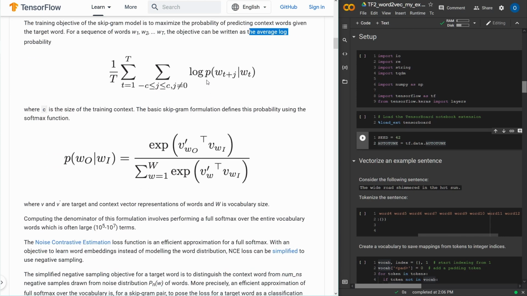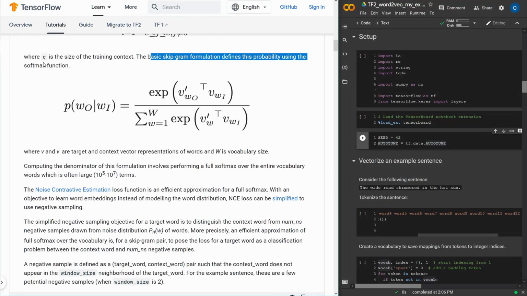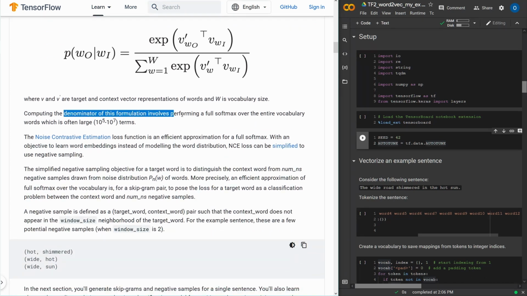And of course, if you see our logarithmic probability here, the probability itself is a basic skipgram formulation where we can use the softmax function. Of course, you know that computing softmax is quite time-consuming, so people came up with the noise contrastive estimation loss function, which is an effective approximation for your softmax. But you can simplify it even further, and your NCE loss can be simplified to negative sampling.